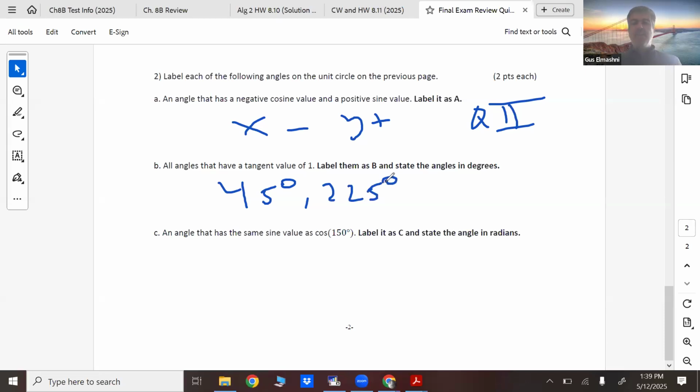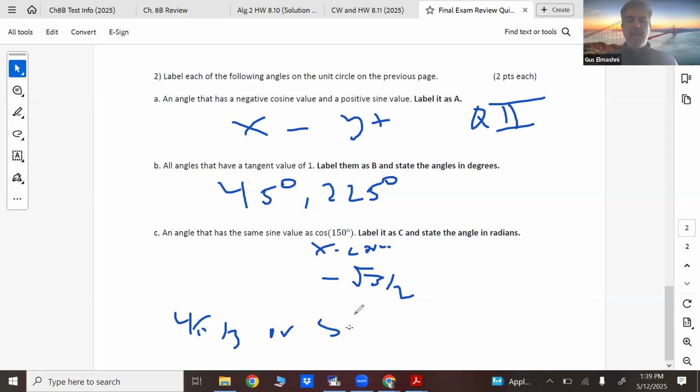And then lastly, part C, this is the x coordinate. So cosine of 150 is -√3/2, my bad. So where would that happen? There are two places where it could happen. You could do 4π/3 or 5π/3. I would accept either one, since I didn't ask for both.